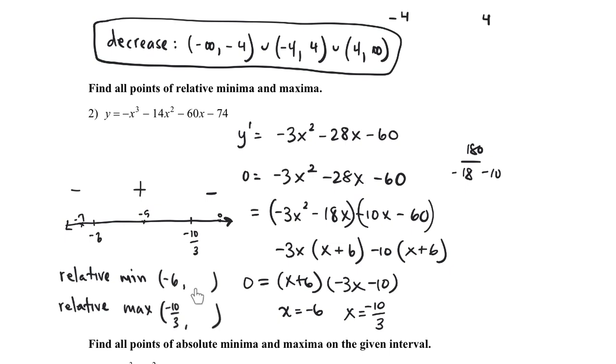Now to find the y values for each of these x values, we just plug them back into the original function. So for negative 6, if we plug negative 6 in for all the x, we would get negative 2. If we plug negative 10/3 in for the x values, and if we want to leave that in a fraction, it would be 202 divided by 27.